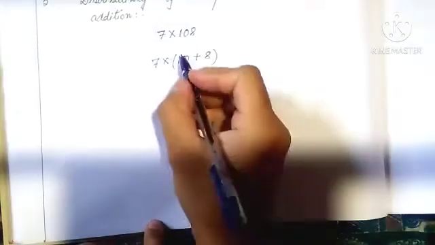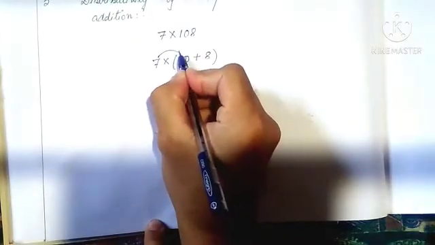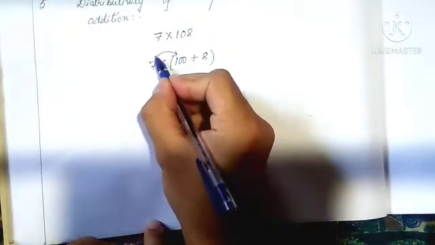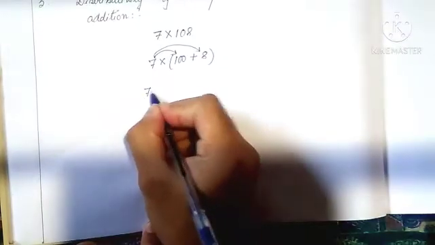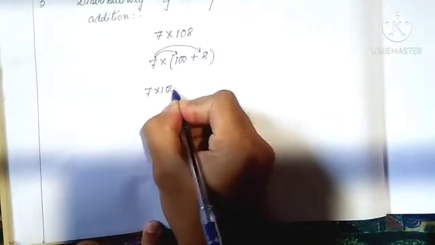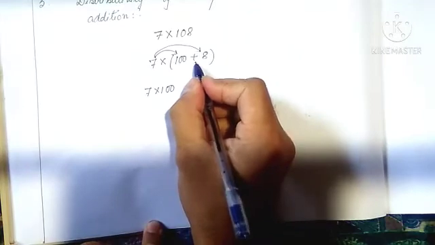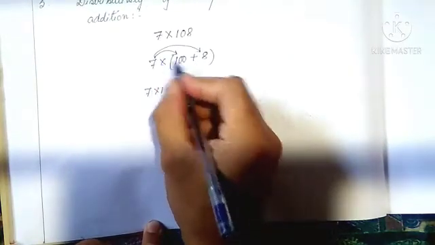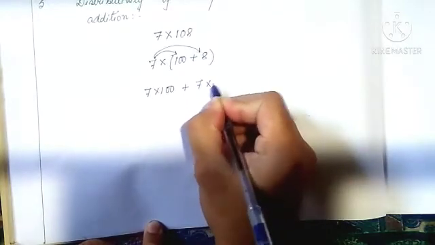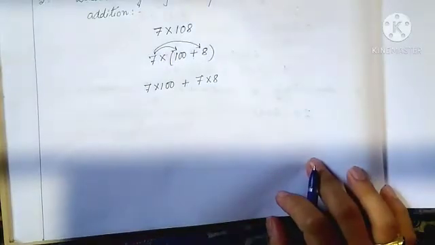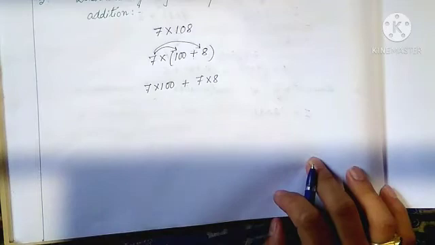And we all know that this 100 will be multiplied by 7, and this 8 also will be multiplied by 7. So it becomes 7 into 100, and what is the sign here? It is plus sign. So plus, and again this 8 also will be multiplied by 7. 7 into 8, right? So this is how we use distributive property.